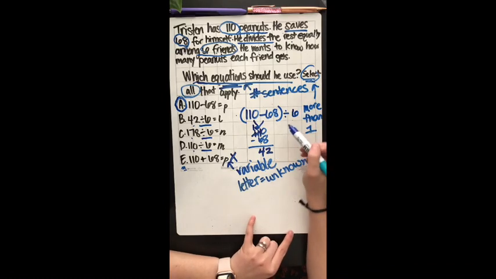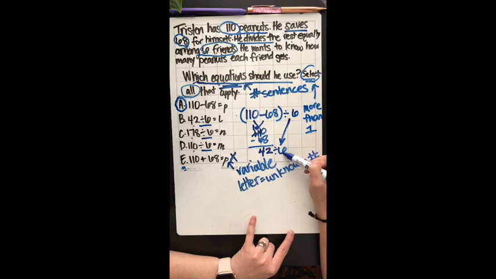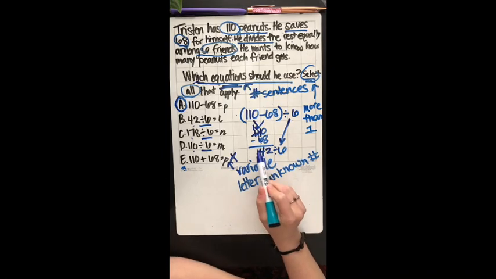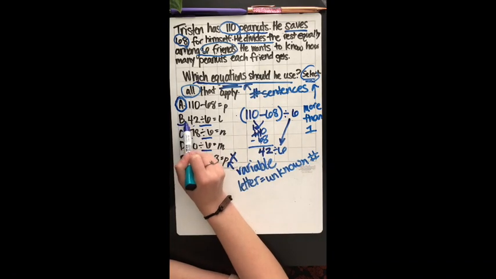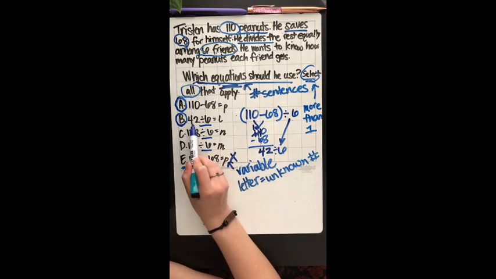So now I've got 42, and then I have to drop down my step 2, divided by 6. So this is the second equation that I would use to solve. So now I just need to see which of my answer choices are correct. Obviously, it's gonna be B, because that's the only one that has 42.